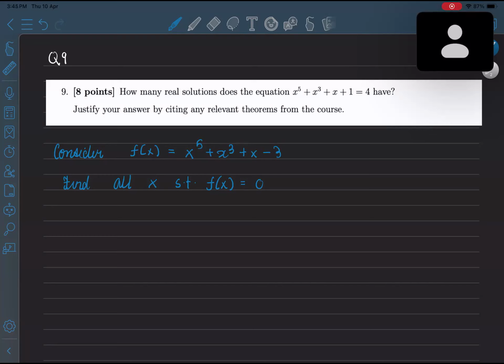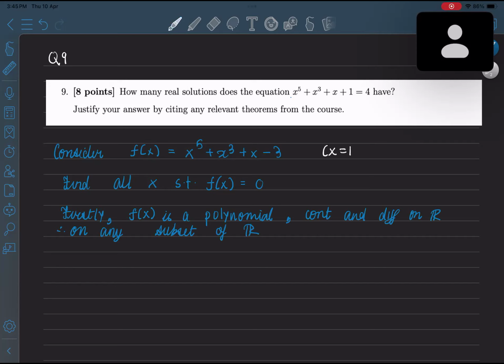Let's start by using the IVT first, right? So firstly, we have to note that f of x is a polynomial, and therefore it is continuous and differentiable on R by the properties of polynomials, and therefore on any subset of R. Now, if you plug and chug x equals 1, you can see that x equals 1 is a possible root for this. But let's do it by IVT.